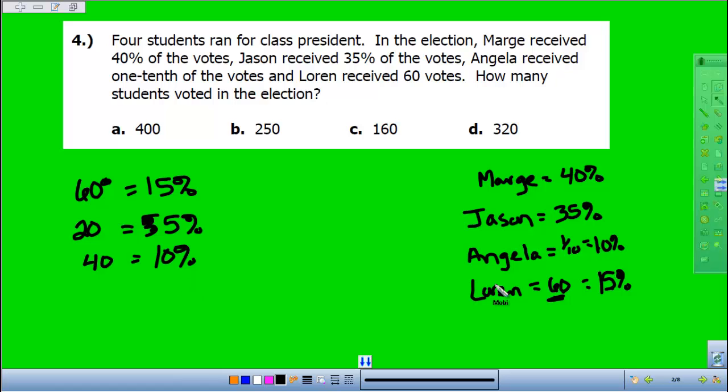So if 40 votes is 10%, I know Angela, I'm going to change colors here. Angela then has 40 votes because that's 10%. If I need 35%, I would need 3 of these and 1 5. So I would have 40 times 3 is 120, plus 20 more is 140. Marge has 40%, so she has 4 of these. So 40 times 4 is 160. So I know I have 160, 140, 40, and I know Lauren had 60. So when I add all those votes up, I have 60 and 40 is 100, plus 140 is 240, plus 160 would be 340, plus 60 is 400 votes.